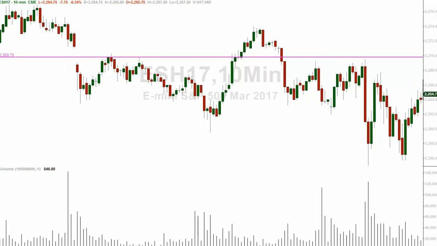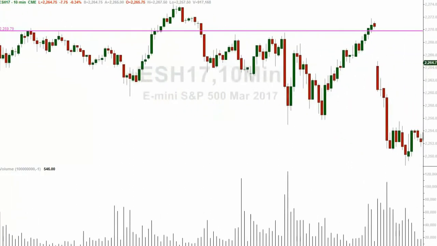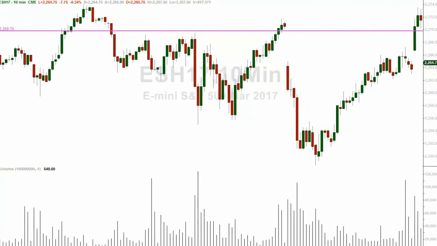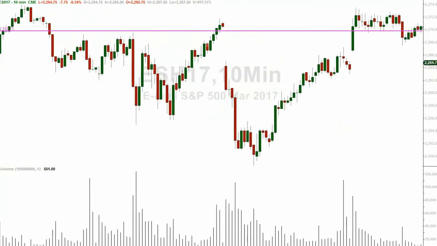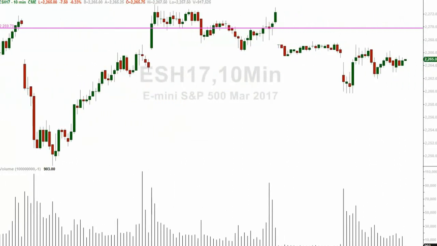Now let's see if the 2270 area really is important to the market. What happens when we go forward? You can see here we got slightly above it and failed. We got above it again and failed. You see how important 2270 is?